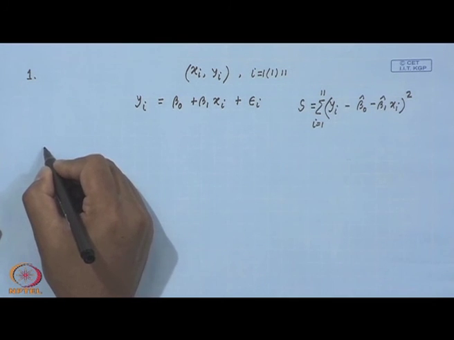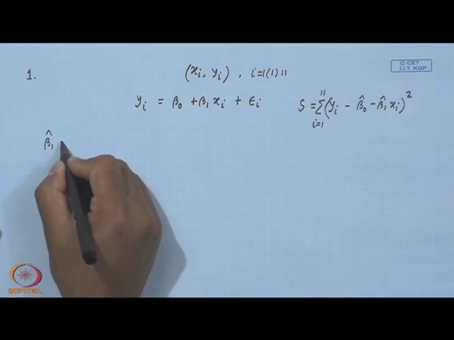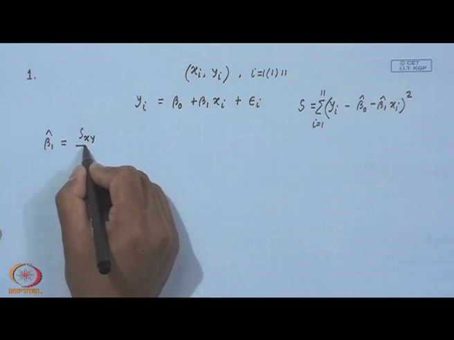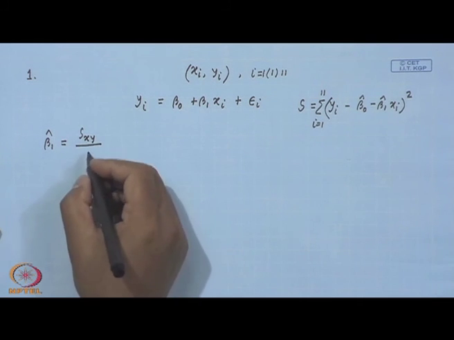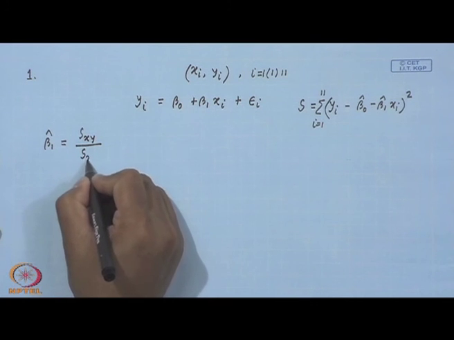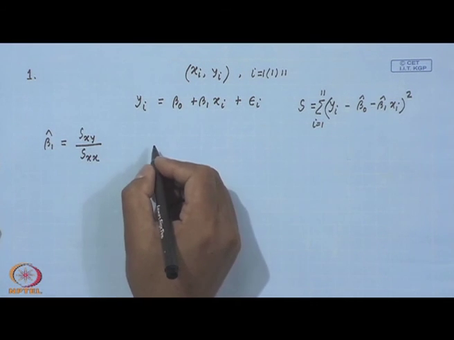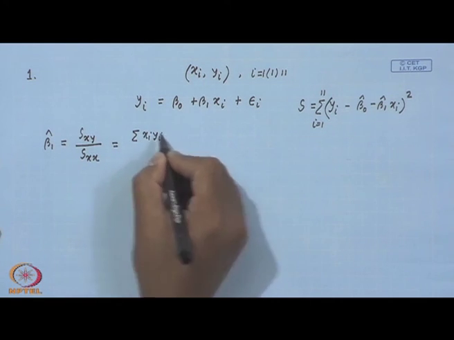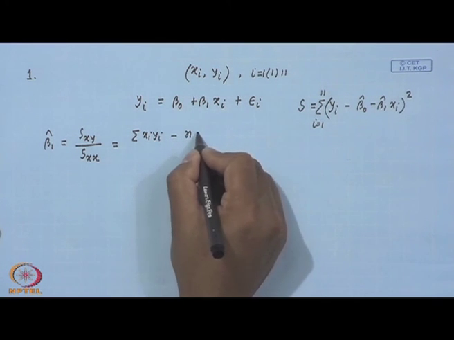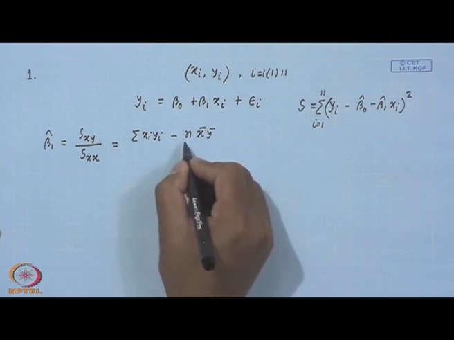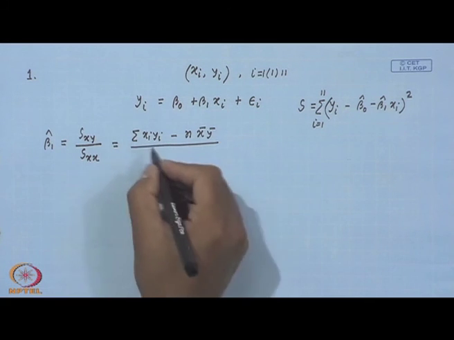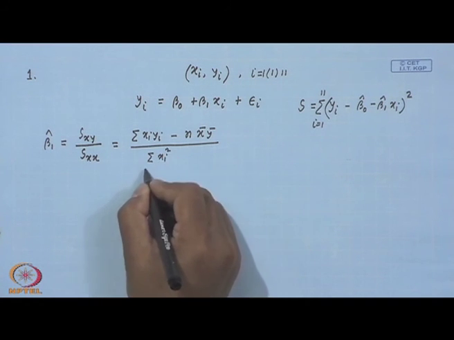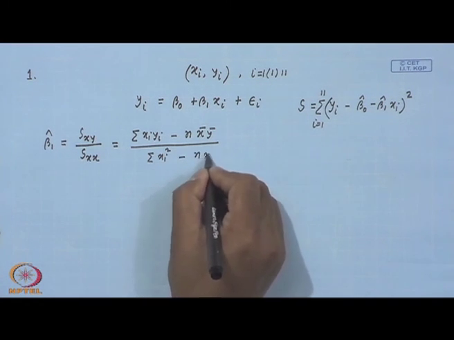So, beta 1 hat we know is equal to S x y over S x x. Please refer to my first topic, simple linear regression. So, this can also be written as summation x I y I minus n x bar y bar, where n is equal to 11, divided by the sum over x I square minus n x bar square.